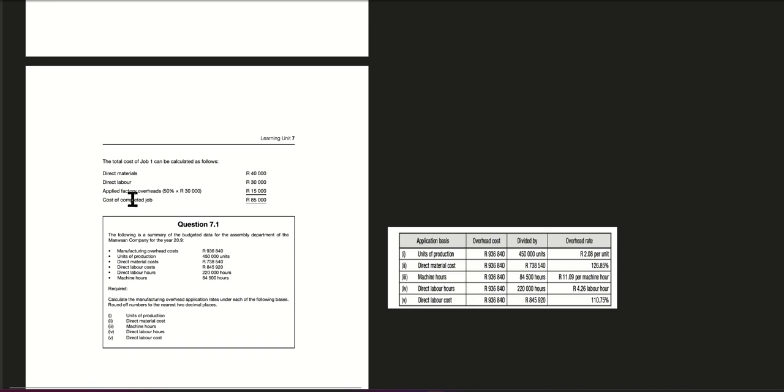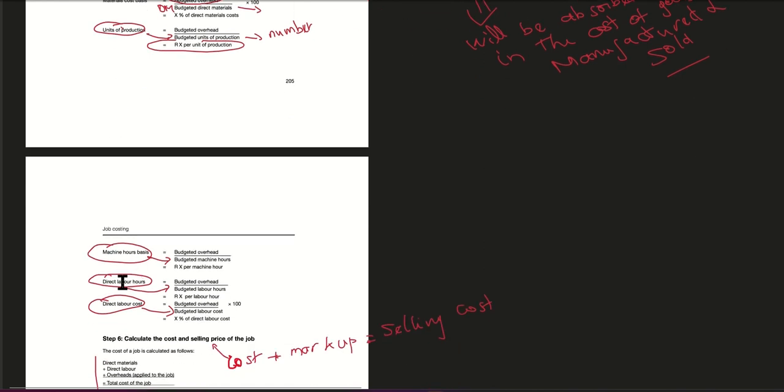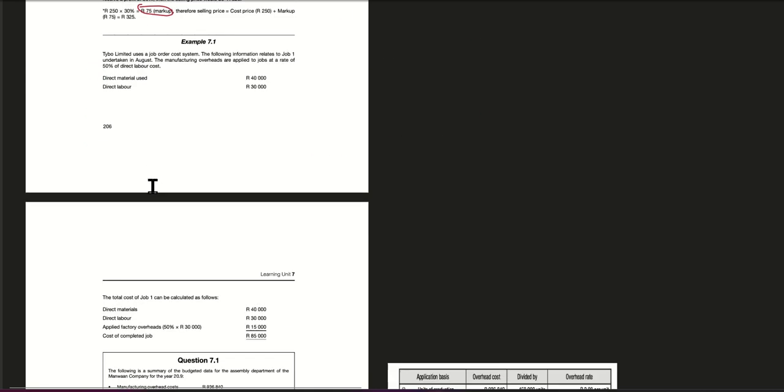As you can see here, applied factory overhead is 15,000, 50% of the direct labor. Why? Because they use direct labor as the basis on which they allocated the overhead. So very important to understand what they are using for that particular company or department or production department. What is the basis they're using? It could only be one of those. It could be the material cost basis, the unit of production, the machine hour basis, the direct labor hours, or the direct labor cost. So in our example, they were using the direct labor cost, and that's why there is a percentage. They were using the cost, right?